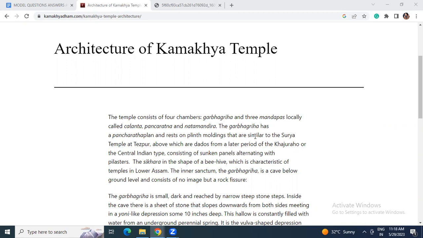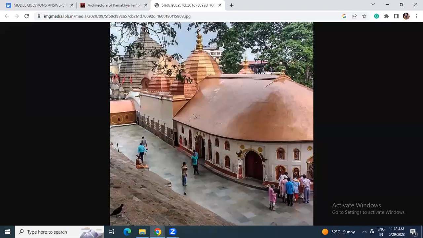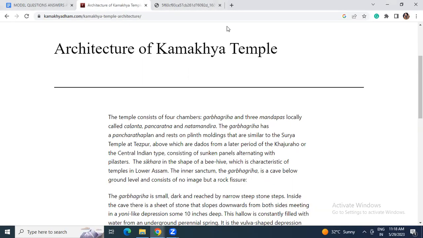The shikhara in the shape of a beehive, which is characteristic of the temples in Lower Assam, is a beehive structure.